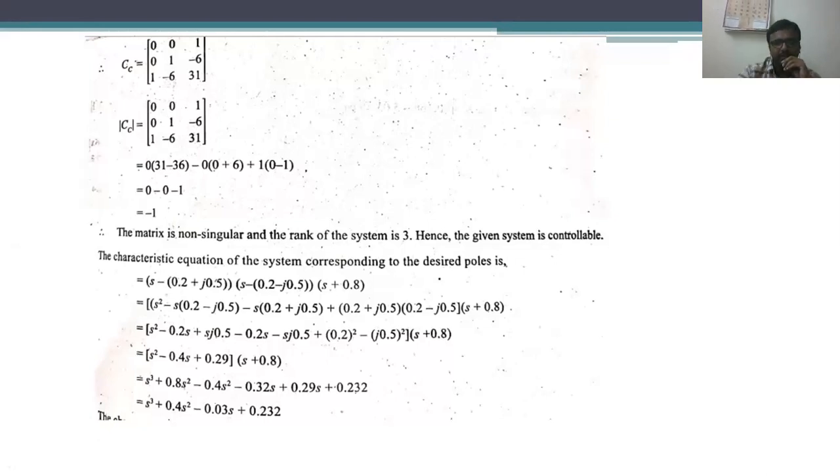After the verification of the controllability, we have to step into the procedure for determination of the matrix K. We have to determine two characteristic equations. The first characteristic equation is regarding the closed-loop poles, and the second characteristic equation is regarding the expression modulus of SI minus A plus B into K.